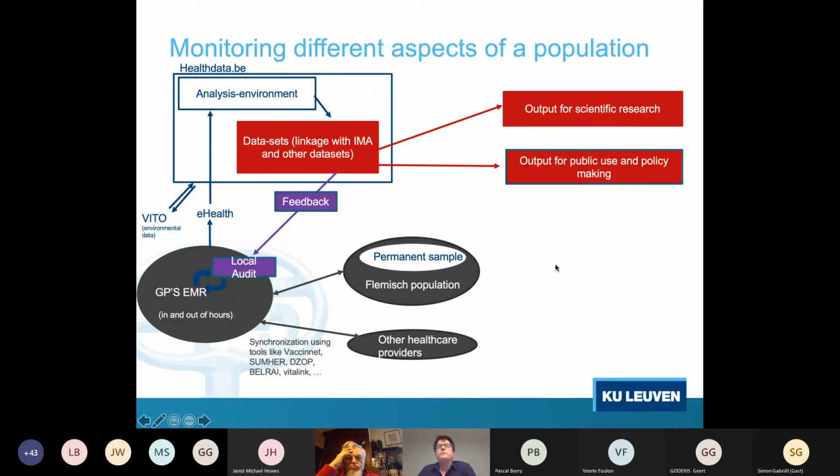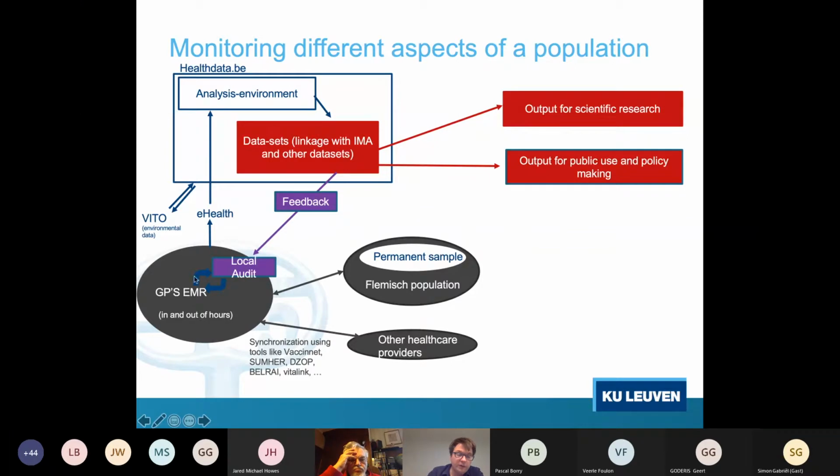And this is the one-slide model that we are trying to implement. What's the idea? You see on the left below, we are starting from the data that are in the electronic health records of the GPs.